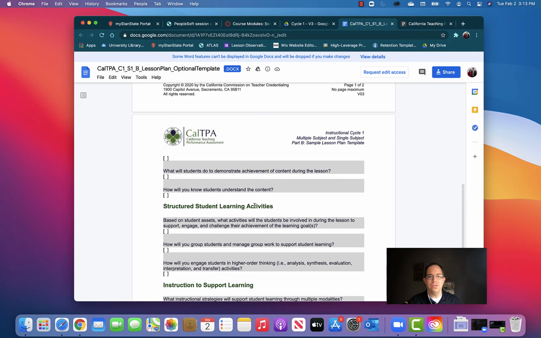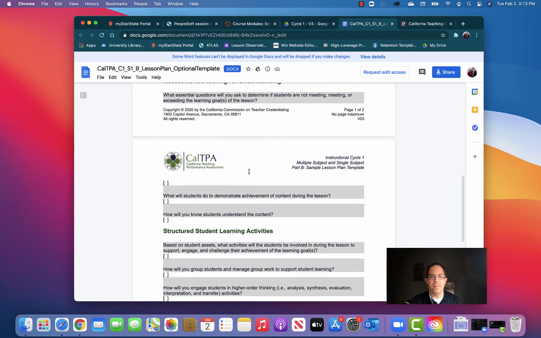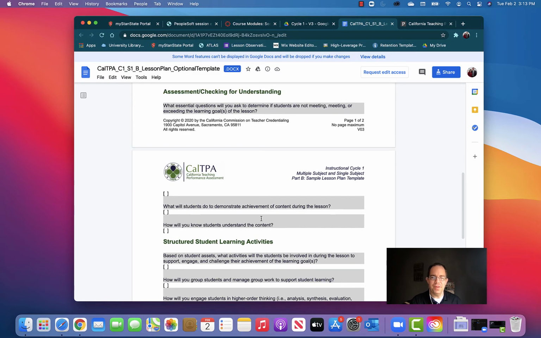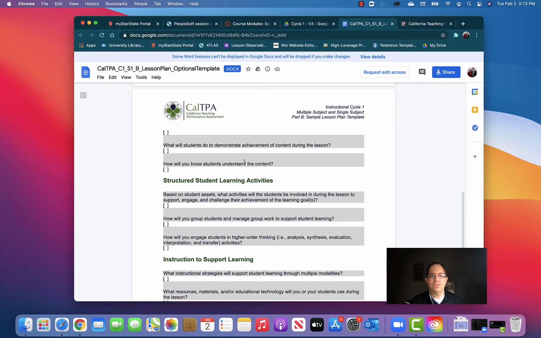Okay, what will students do to demonstrate achievement of the content during the lesson? Both of these, I'm thinking ahead, sorry. Let me go with this one. So what will students do to demonstrate achievement of the content during the lesson? This is where you describe the actual assessment. Students will write a paper, students will do an exit ticket, students will do some kind of project, monitor students' conversations. You're really wanting to articulate what is the actual assessment that students are doing.